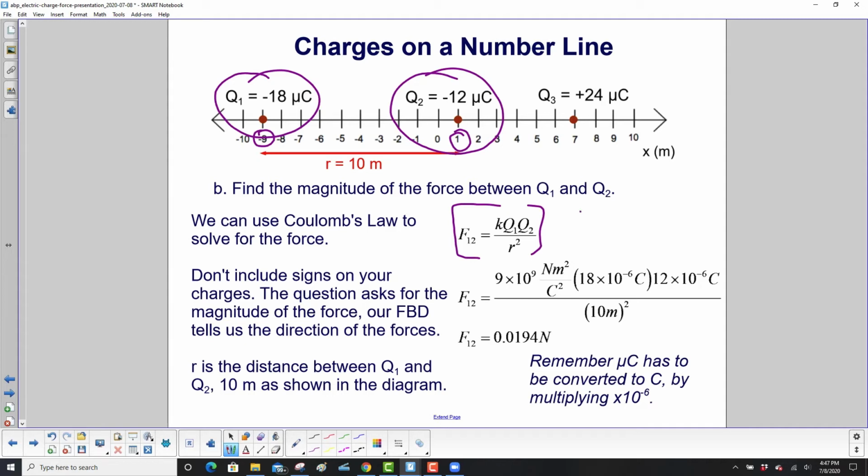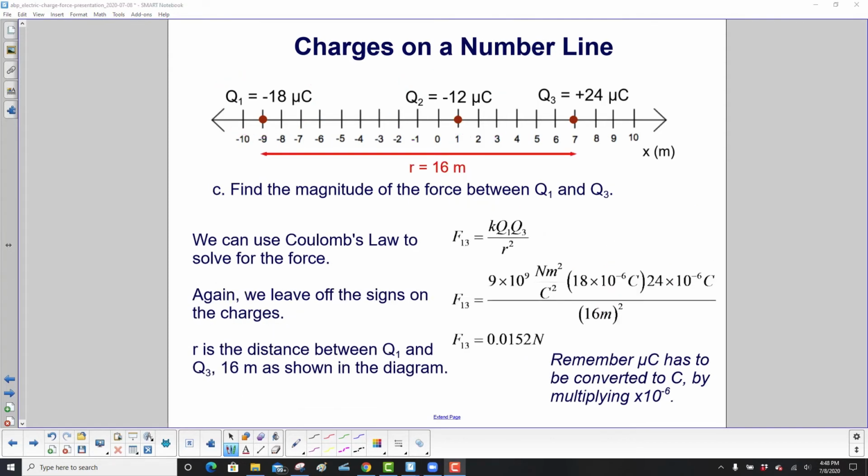So we plug in our numbers. Here's k. Here's Q1, Q2, the distance squared, make sure you square the distance. And also microcoulombs has to be converted to coulombs by multiplying by 10 to the -6. That's important there, and that's important there. And we get the force between Q1 and Q2 is 0.0194 newtons.